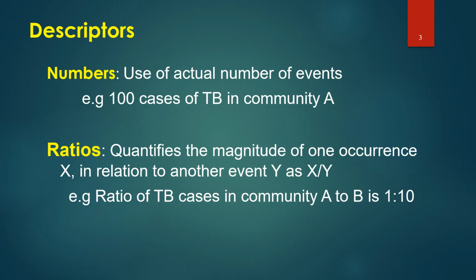Ratios quantify the magnitude of one occurrence X in relation to another event Y, as X to Y or X divided by Y. For example, the ratio of TB cases in community A to community B is 1 to 10. Community A and community B are separate and different communities.